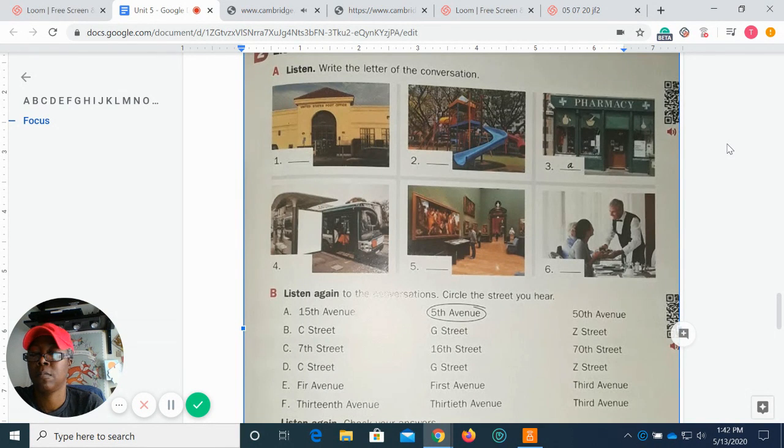Conversation E. Excuse me, I'm looking for the playground. The playground? It's on 1st Avenue. 1st Avenue? Where is that? Go to the corner and turn left. Thanks so much.